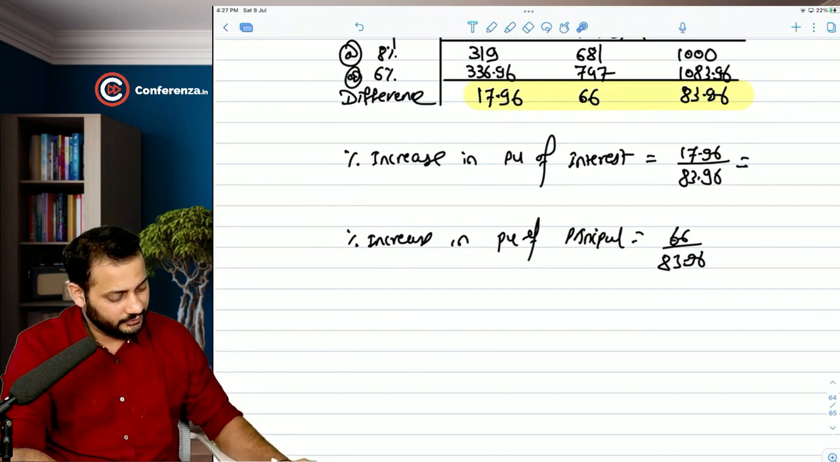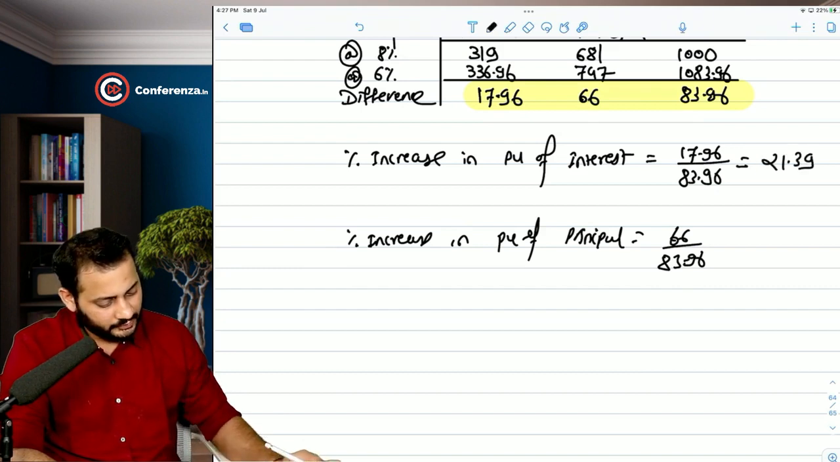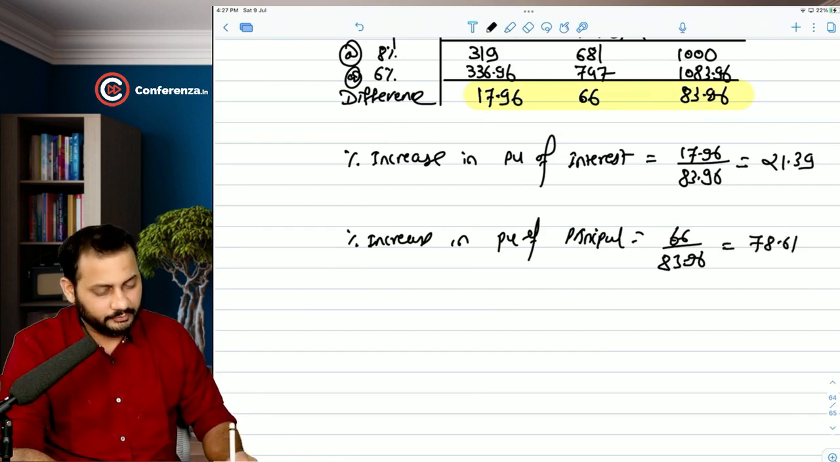So the final answer will be 21.39 here and 78.61 here. Simple. This is in percentage.